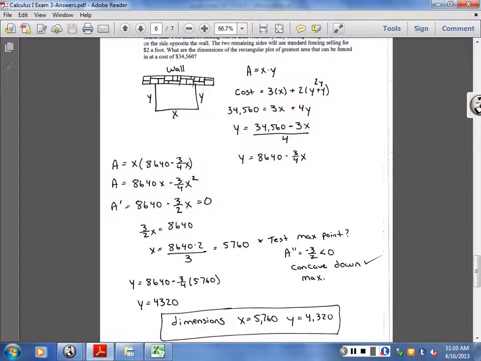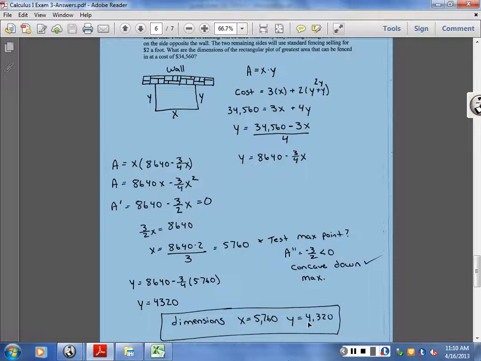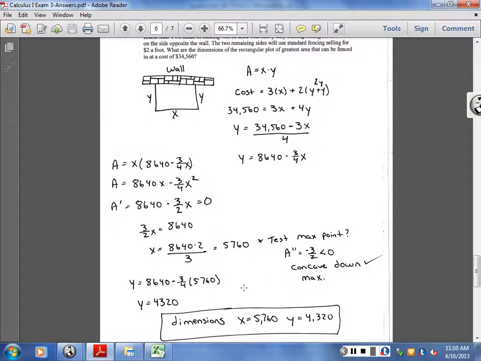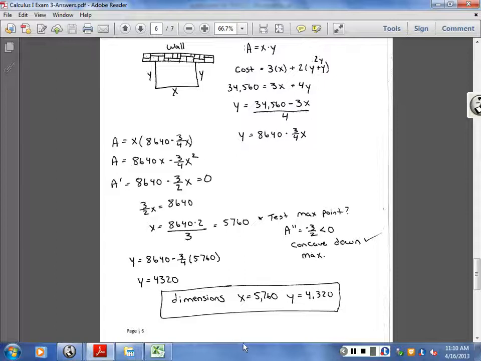Right? Because you'd have x, x, y. And you can switch the x and y, no problem, as long as you have your picture showing which ones, and as long as you get one to be 5,760 and the other one to be 4,320.